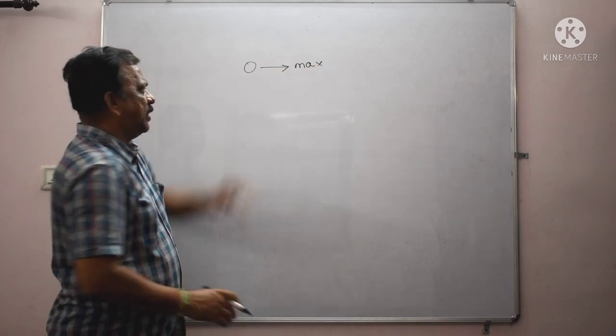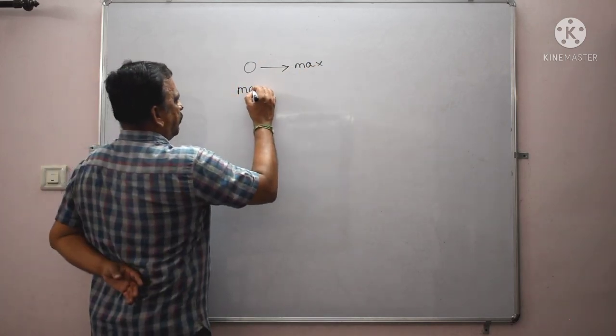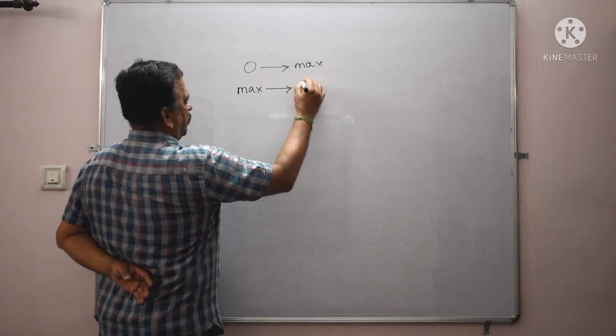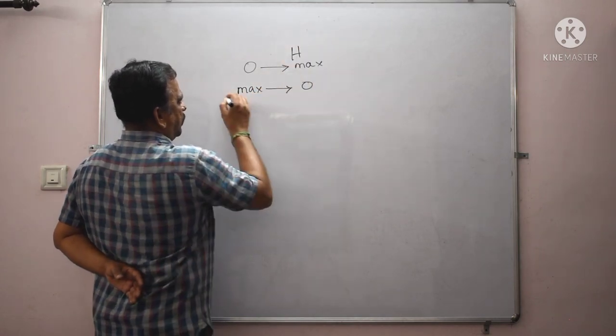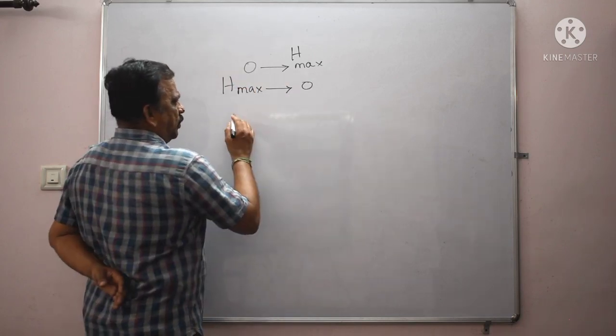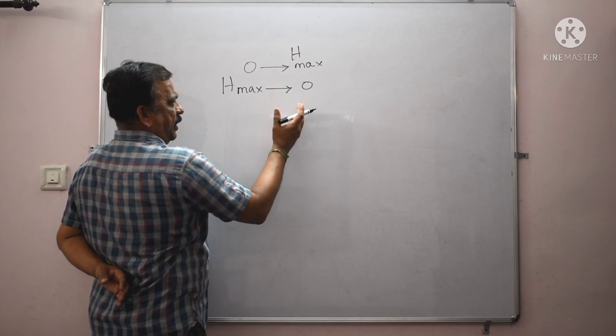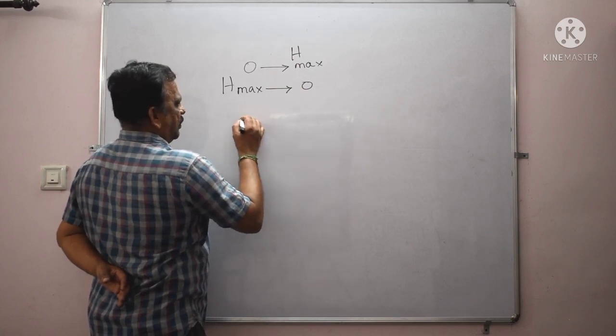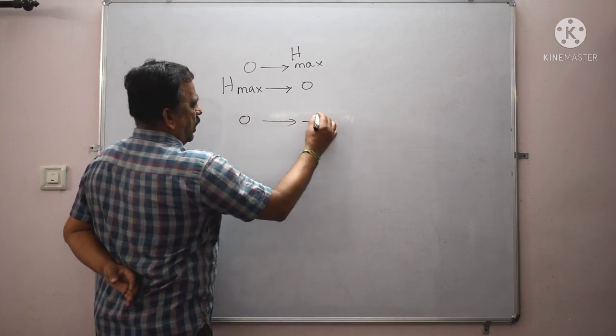And the magnetizing field is made 0 again. So let me put it as H max, right? And from H max to 0. And I have to increase the magnetizing field in the reverse direction. So again 0 to negative H.